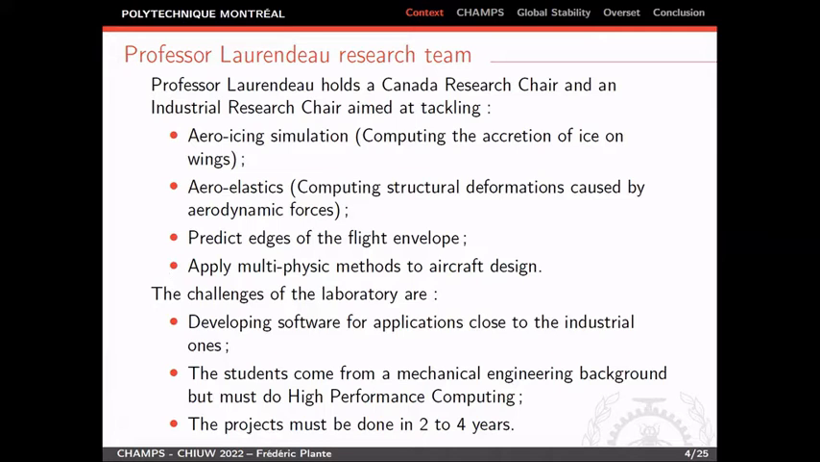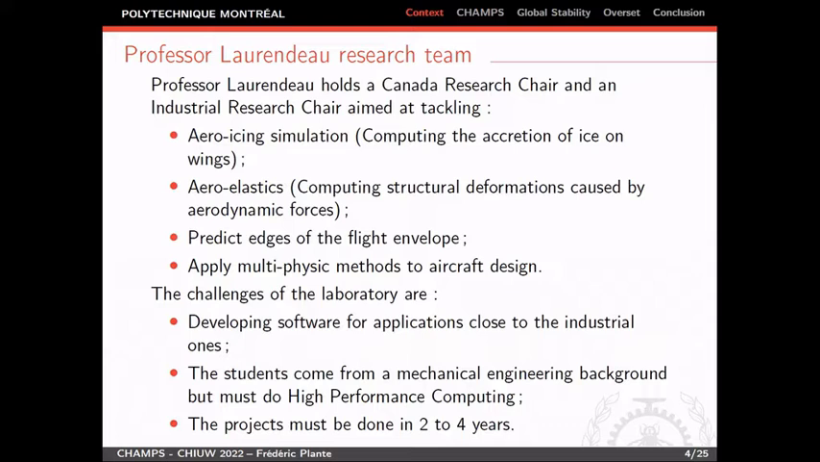This involves some challenges for an academic laboratory like ours, since we must develop applications which are close to the industrial ones. So we have the same challenges of robustness and precision that are involved with this. So we need to be able to do high performance computing.